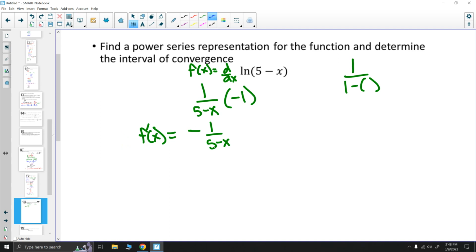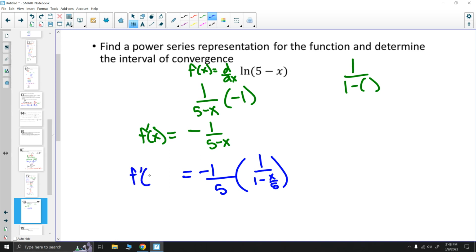Okay, so let's go ahead and do that. So let's get this into the form that we want. First of all, this negative whatever, I'll pull that negative out. Okay, and on the bottom, I'm going to pull out a 5. That leaves behind 1 over 1 minus x over 5.